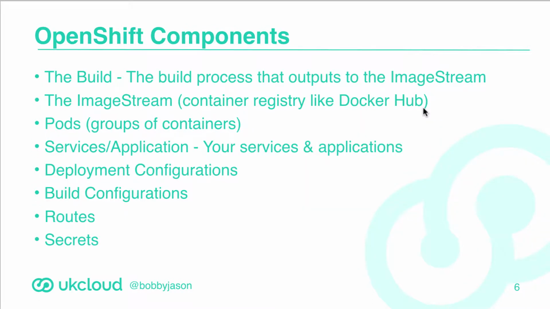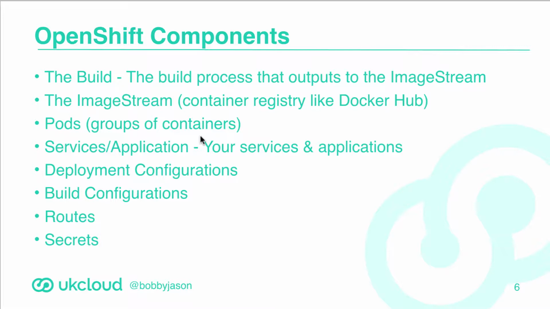Okay, so what I'm going to cover next are the OpenShift components. This is not an exhaustive list, it's just a list of things I'm going to cover in this talk. The first part is the actual build, and that is what takes your Dockerfile, builds it, and outputs the image to the image stream, which is effectively like Docker Hub, or Artifactory, or quay.io, or Amazon ECR, wherever your container registry is, that's where the build will be output to. And now you've got pods, which is essentially just a group of containers, and then you've got your services and applications, which is basically just the grouping of your pods.